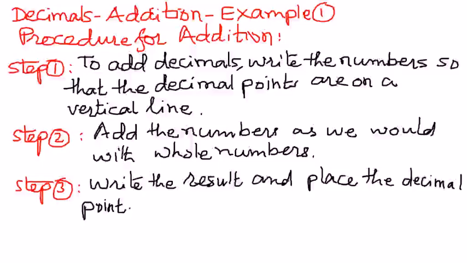The first step is to add decimals. We write the numbers so that the decimal points are on a vertical line. That's the first step. The second step is we will add the numbers as we would with whole numbers. We would add as if we are adding whole numbers. And then the third step is we write the answer down and then place the decimal point in the correct location. So this is the procedure.